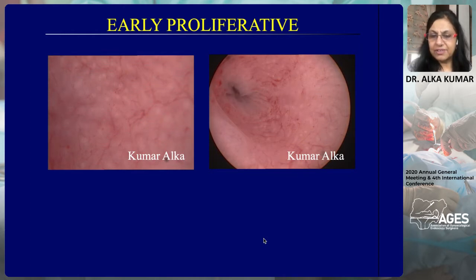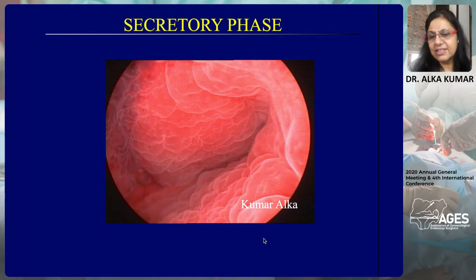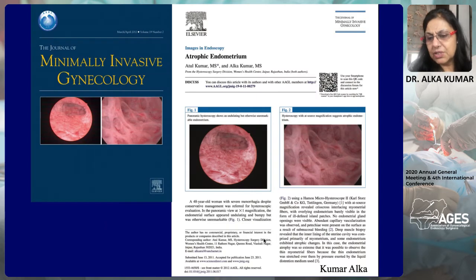This is early proliferative phase endometrium. You can see it's a smooth looking endometrium, which is very evident as a character of its own. This is the secretory phase, a fluffy, pinkish endometrium. This is how the atrophic endometrium looks, and in atrophic endometrium it's a stretched out endometrium.